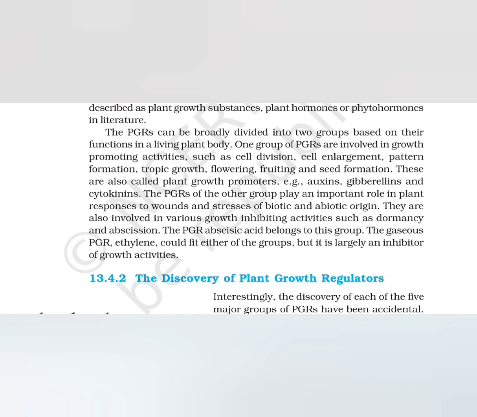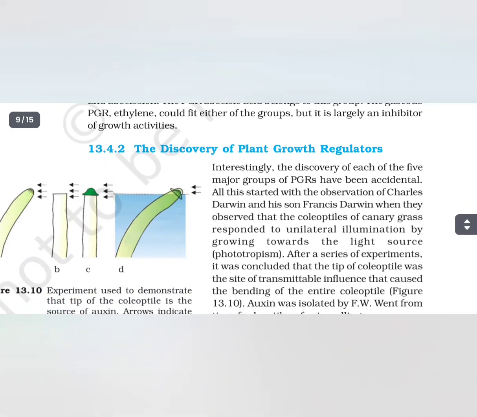The PGRs of the other group play an important role in plant responses to wounds and stresses of biotic and abiotic origin. They are also involved in various growth inhibiting activities such as dormancy and abscission. The PGR abscisic acid belongs to this group. The gaseous PGR ethylene could fit either of the groups, but it is largely an inhibitor of growth activities.